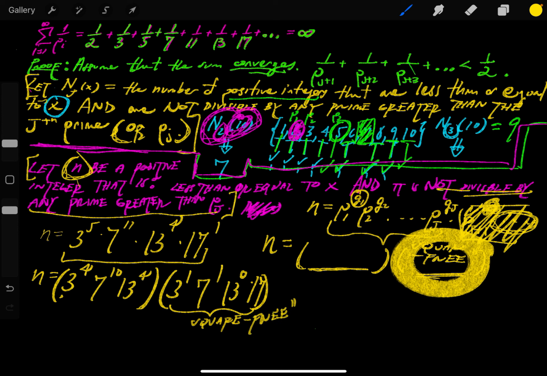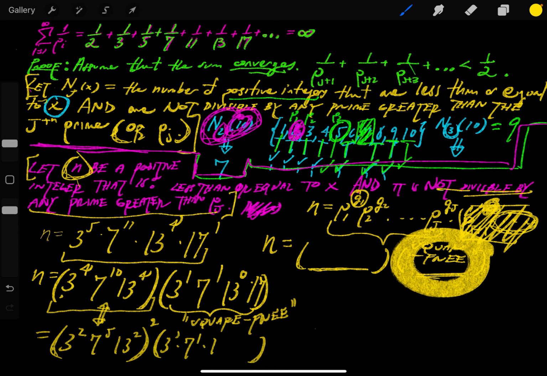I'm going to keep going with this. I'm going to show you what I mean by being square free. But this number is a perfect square. This number can always be written as 3 squared, 7 to the 5th, 13 to the 2nd, the whole thing squared. You should see that these two things are equal. And then this number is square free: 3 to the 1 times 7 to the 1 times 13 to the 0 times 17 to the 1.